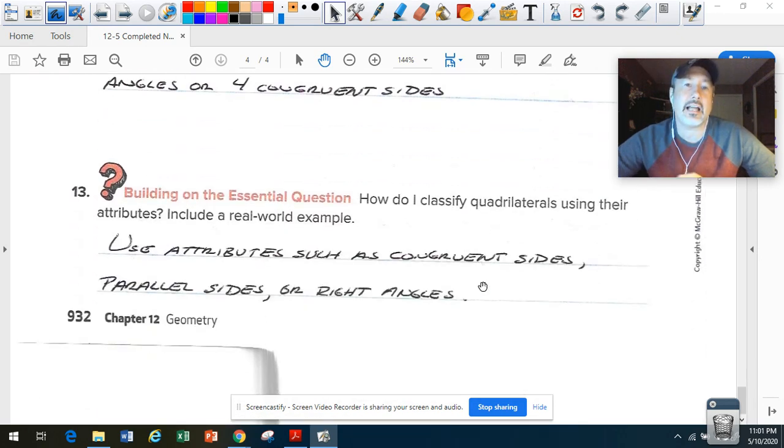Number 13, classify. Okay, how do I classify quadrilaterals using their attributes? Include real world examples. So it says use attributes such as congruent sides, parallel sides, or right angles. So a lot of the buildings that we look at are quadrilaterals. They typically have 4 sides, and we're dealing a lot with right angles because right angles are very strong.